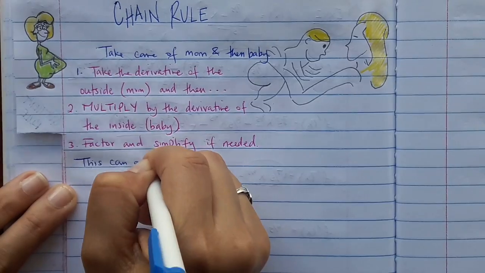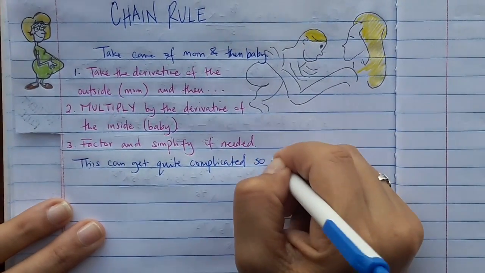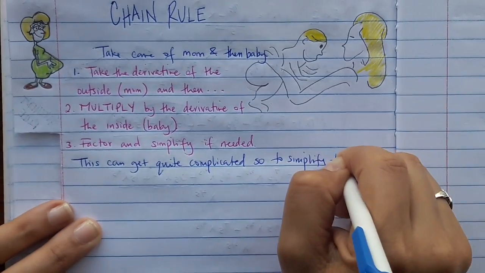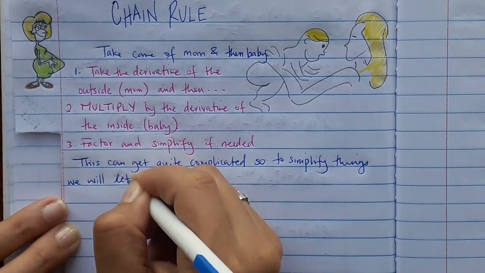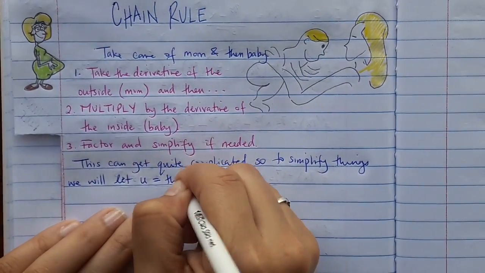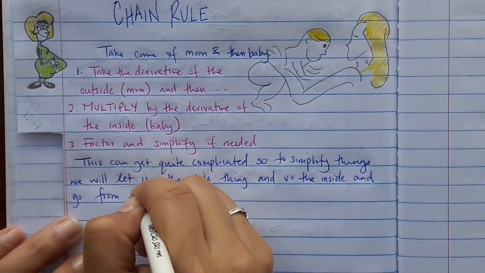Alright, this can get quite complicated, so to simplify things, we will let u equal the whole thing, and we'll go from there. This is a listening check. Don't write v equals the inside.